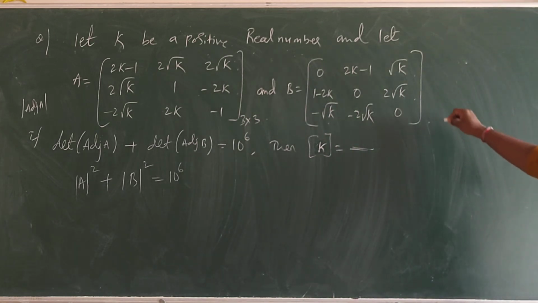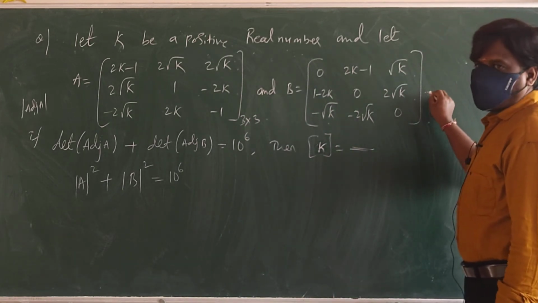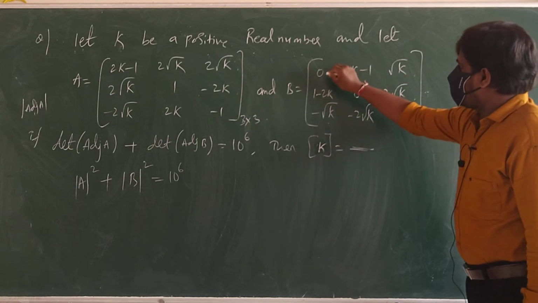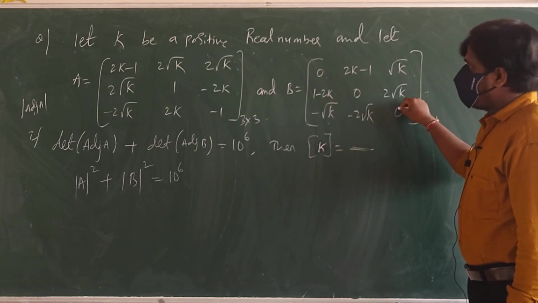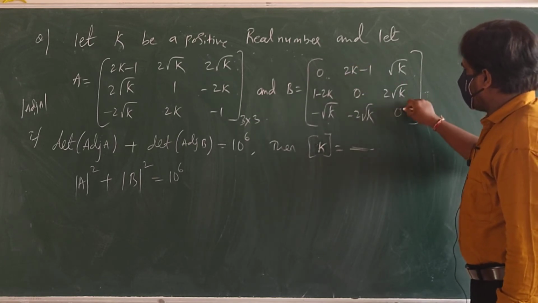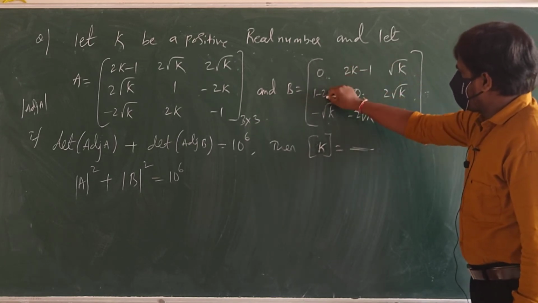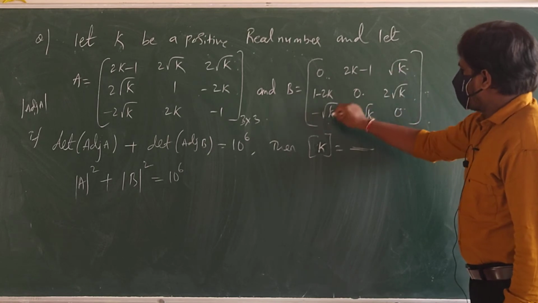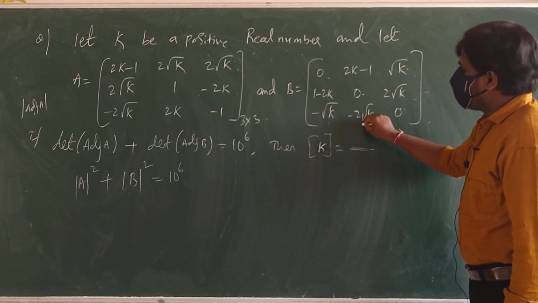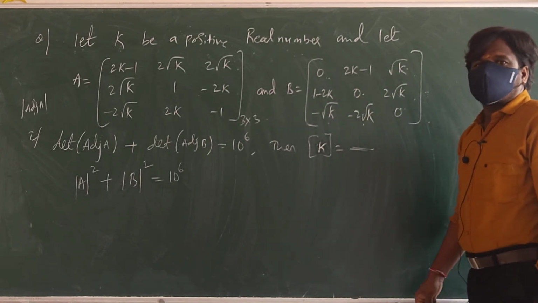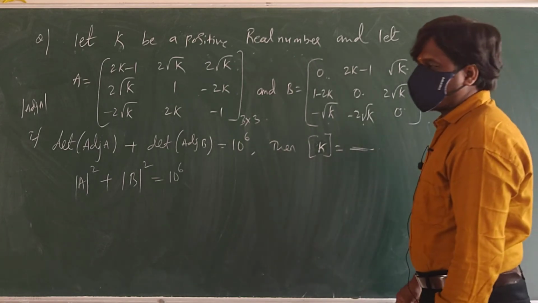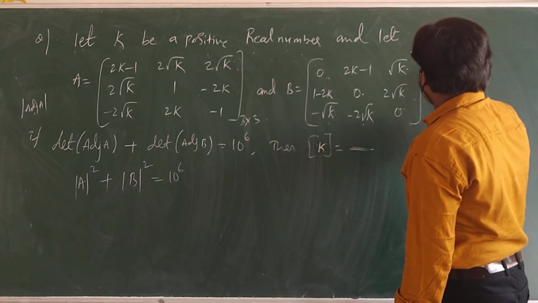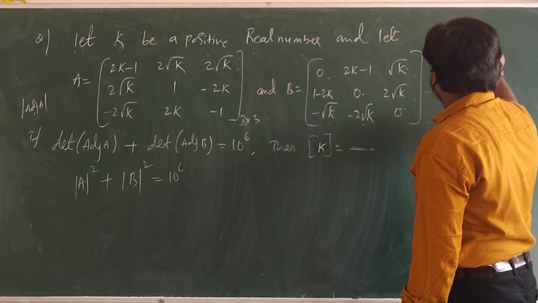See, this matrix has 0, 0, 0 on the diagonal with signs reversed, minus, minus. It is a skew symmetric matrix. The determinant of a skew symmetric matrix is 0. I explained this already.